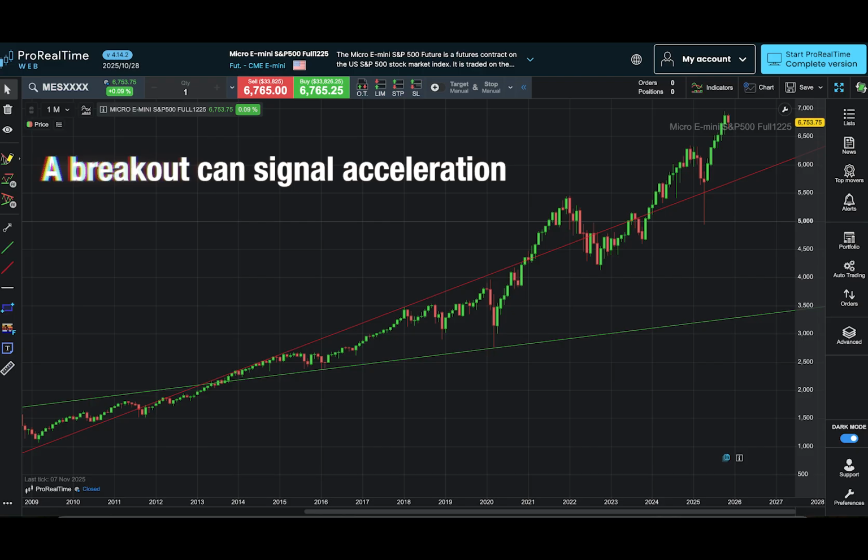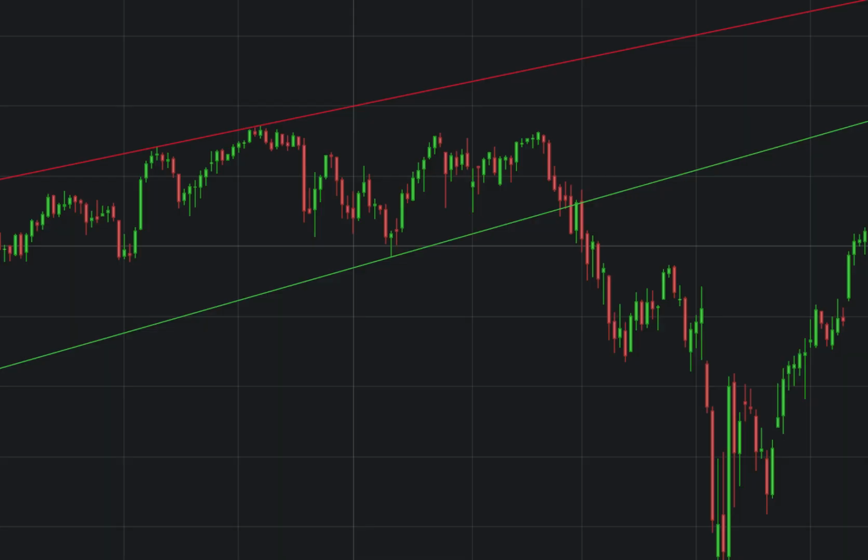On the flip side, when price fails to reach the upper channel line, when it tops out below where it should, that's often an early warning the trend might be weakening. The channel gives you boundaries, and those boundaries help you read what the market is doing.